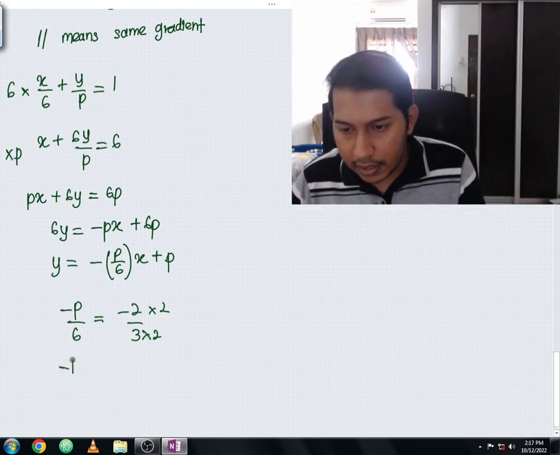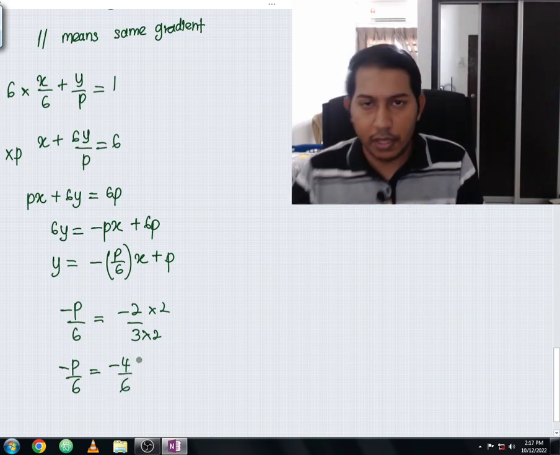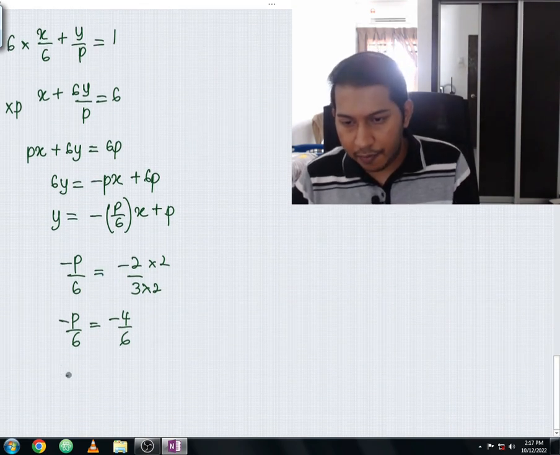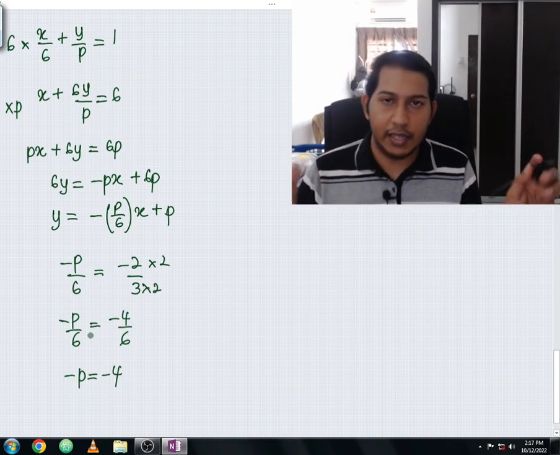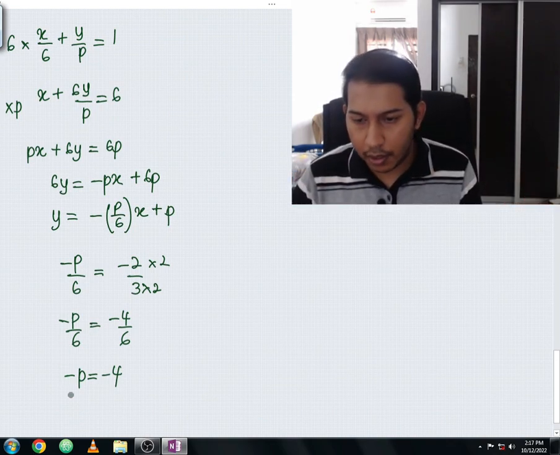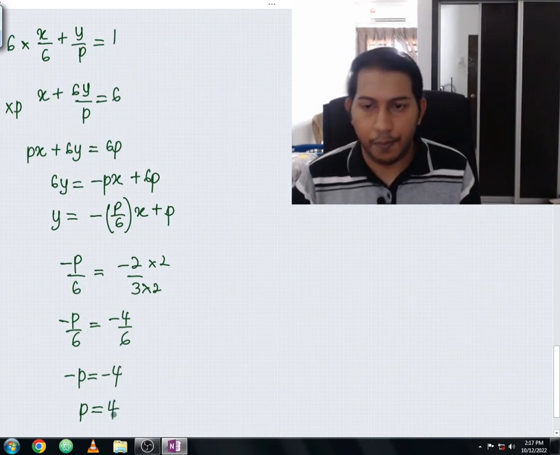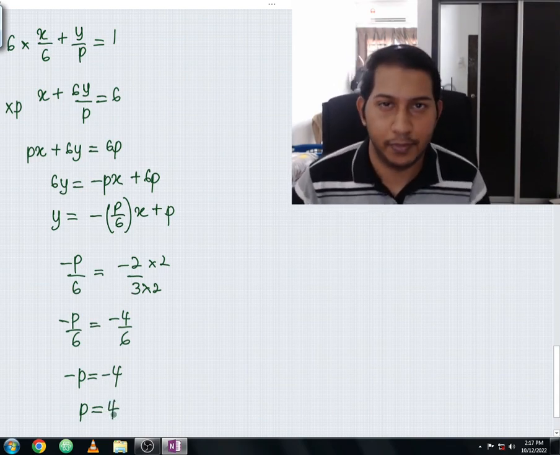So from here negative p over 6 is equal to negative 4 over 6. So the denominators you can cancel them out. Okay, you are only left with negative p is equal to negative 4. Okay, the negatives you can cancel them out. So from here your final answer will be p is equal to 4. So this is your final answer.